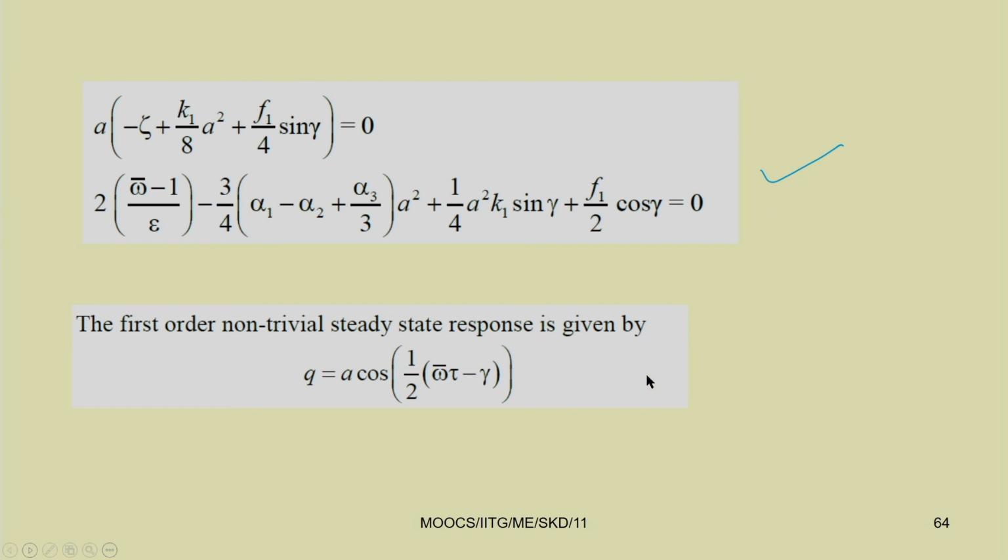So, the first order non-trivial response. Here you can see from the first equation, a into this thing equal to 0. So either a will be 0 or this part will be 0. When a equal to 0, the response is known as trivial response. If a not equal to 0, this is non-trivial response.